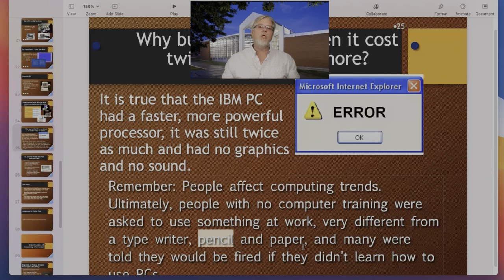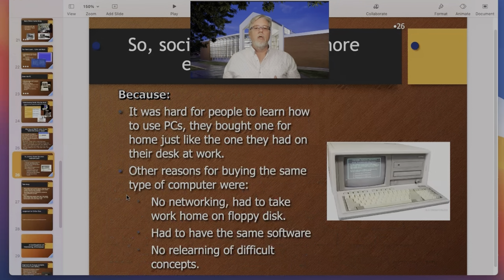Now, businesses chose the IBM computer because IBM was the name, right? If I choose IBM, the thing will not crash on me. It'll be successful. That's the way we looked at it. And so IBM was used by businesses everywhere because they trusted IBM. But people at home bought them as well. And why is because there was no networking back then. There was, but we didn't get to use it.